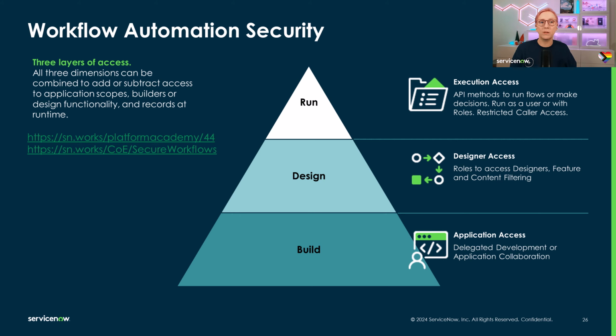On the designer level, we determine which features or capabilities within the designers our developers have access to. This can, for example, limit which spokes or flow logic can be used based on user roles. On the topmost level, we'll look at options to restrict access when flows, subflows, decisions, or playbooks are executing. We can configure flows to run with roles to ensure that they run in the desired user context, but can still perform the necessary database actions.